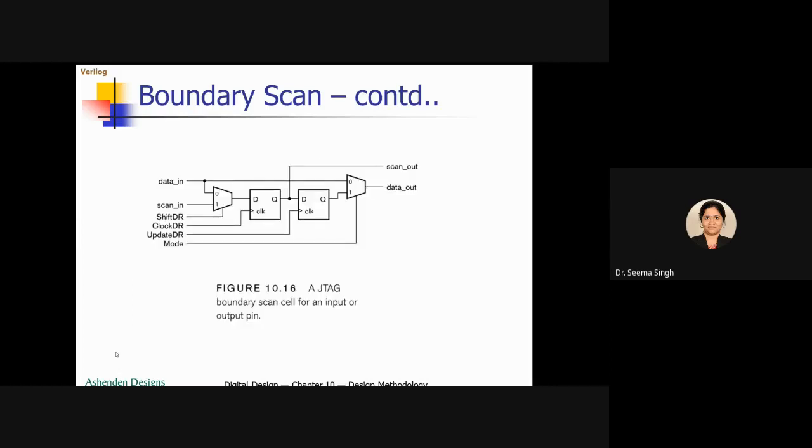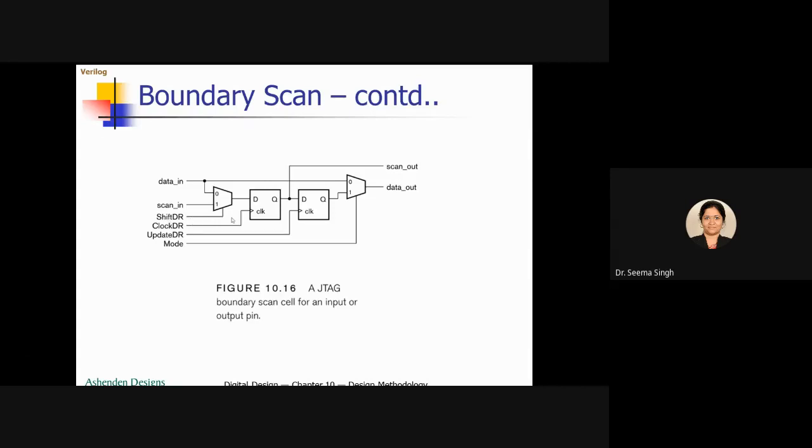Now again, one component is shown here. A typical boundary scan cell for an input and output pin is shown here. Depending upon the control inputs, the data can flow straight through, input data can be captured, output data can be driven, and test data can be shifted through. Let me show you very clearly.